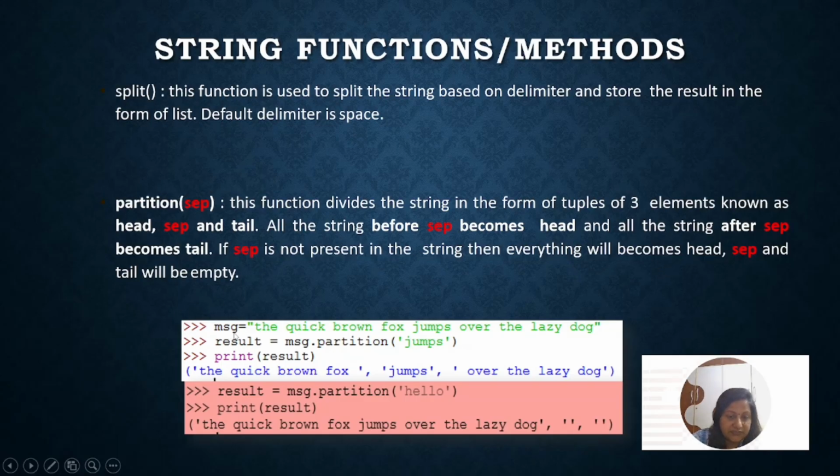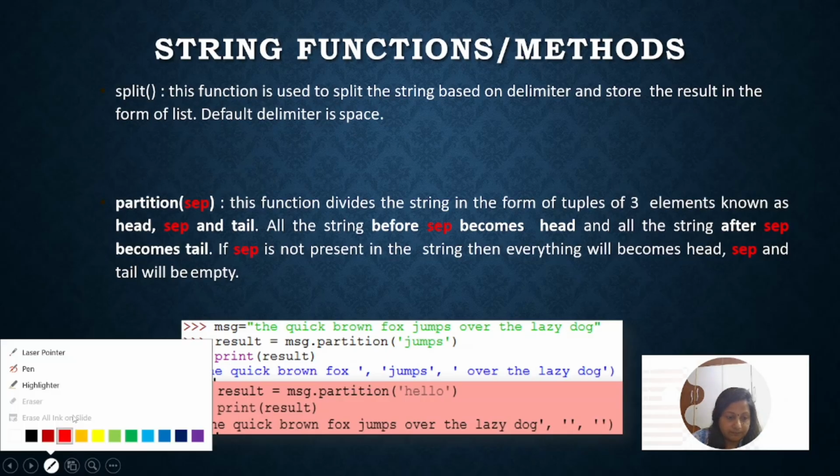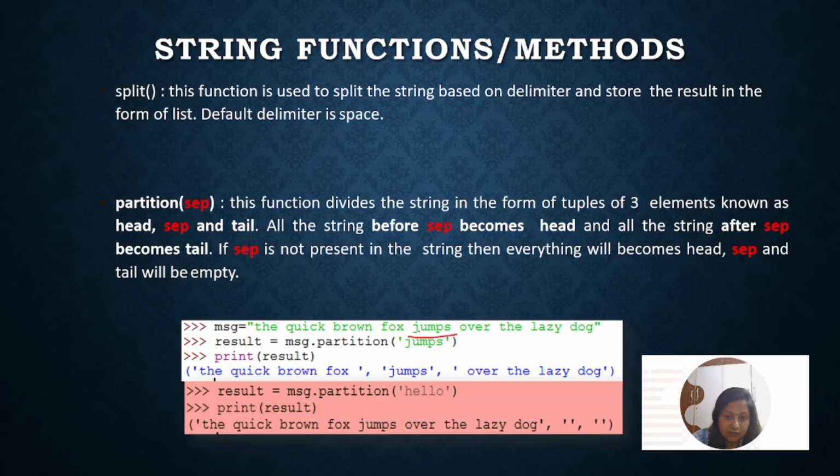Now let's see the example. message = "the quick brown fox jumps over the lazy dog". So result = message.partition of "jumps". So this is my separator. So what is the result now? Wherever the word jumps is here, before the word, whatever is there becomes one element. You can see "the quick brown fox" is one element, and it becomes the head. "jumps" is the separator, and "over the lazy dog" is the tail.